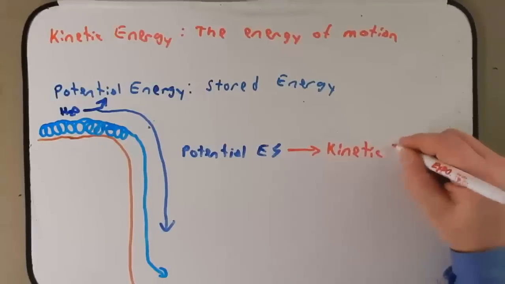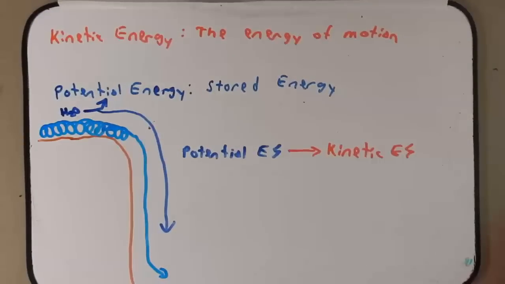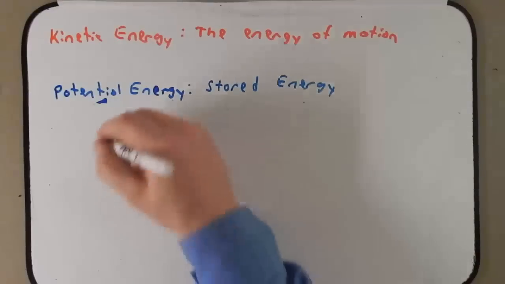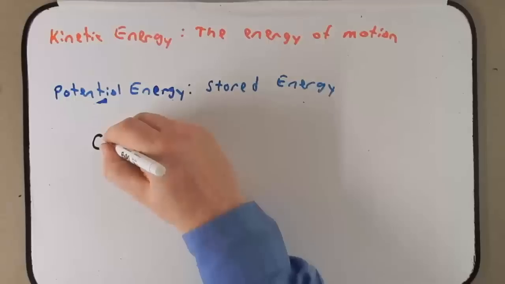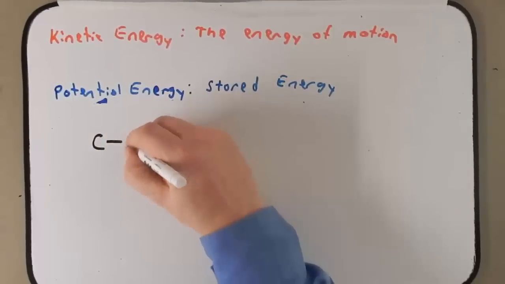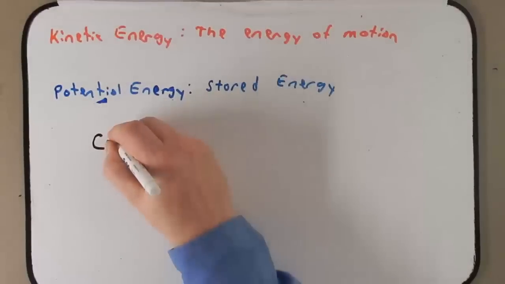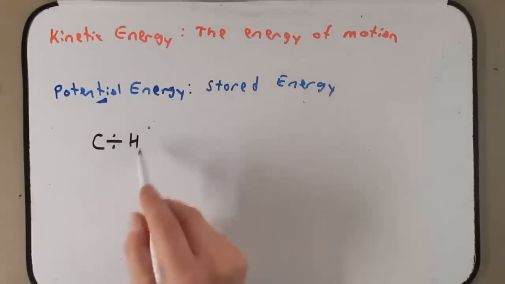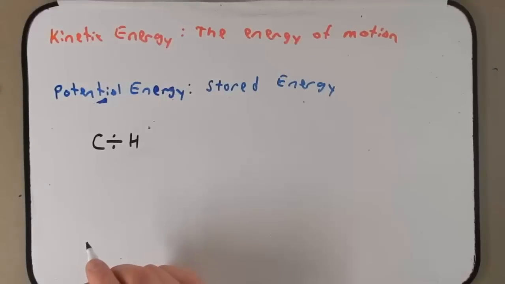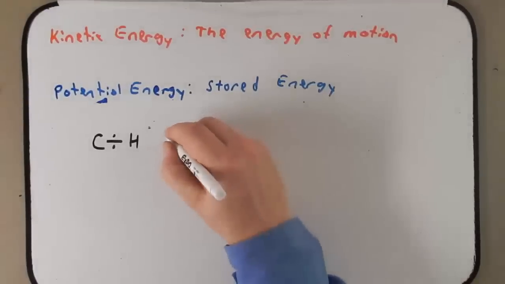Now let's think about another example, a more cell biology example. In doing so, let's consider covalent bonds. In order to make this covalent bond here, say a carbon and a hydrogen, they would be sharing these electrons. The energy that is holding this covalent bond together is considered potential energy.